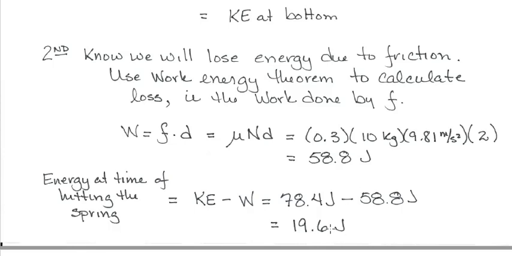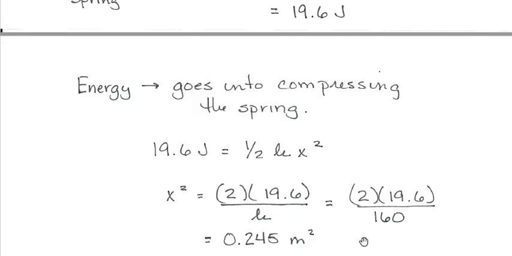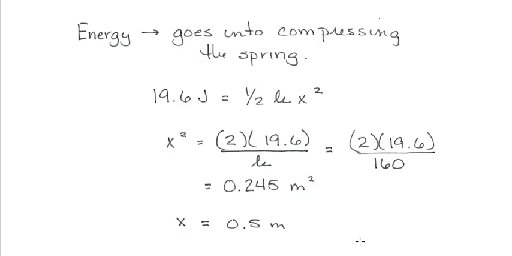So we're going to make the assumption that all that energy, that 19.6 joules, is going to go into compressing the spring. So when we do that, we can use our potential energy of the spring equation, which is 1/2 kx squared, and we put it in and say that it equals that 19.6 joules, and then we can go ahead and turn it around, solve for x squared, and when we do that, we get 0.245 meters squared, take the square root, and we end up with 0.5 meters.